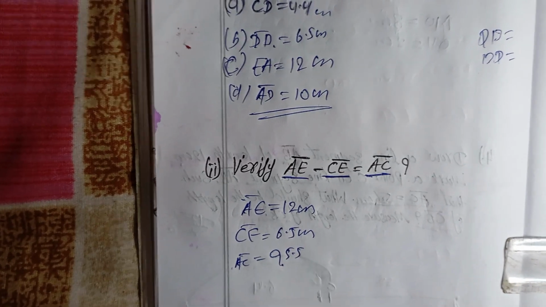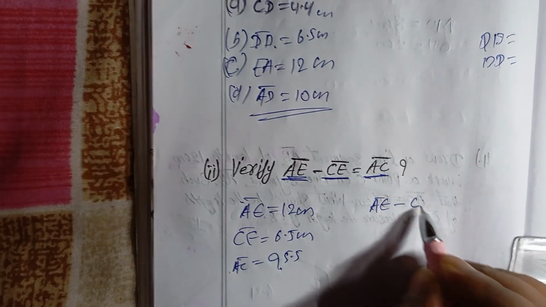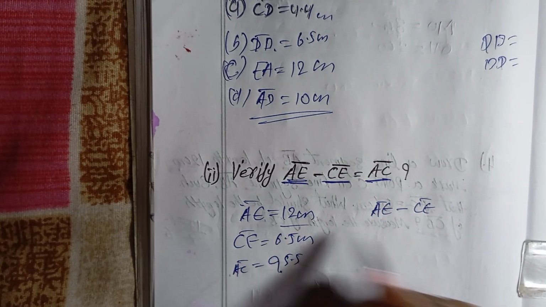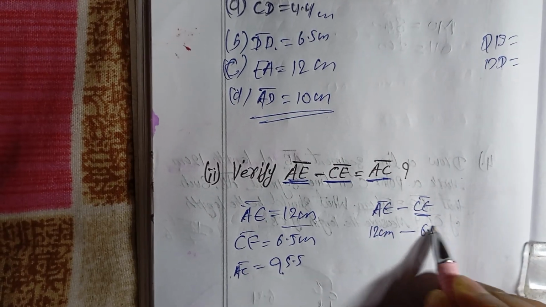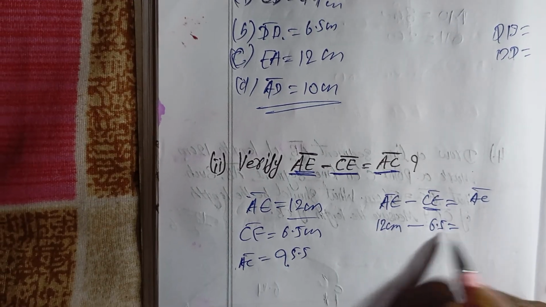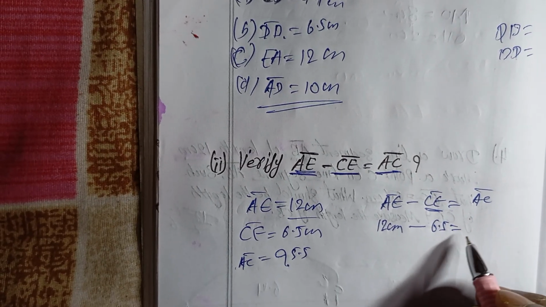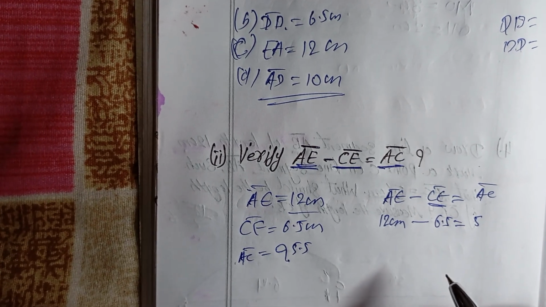Now let's do this one. What is the distance of AE? Here I am writing AE distance minus CE. AE is 12 centimeter. CE is 6.5 centimeter. If you subtract this, what will be left? It's going to be 5 point something.